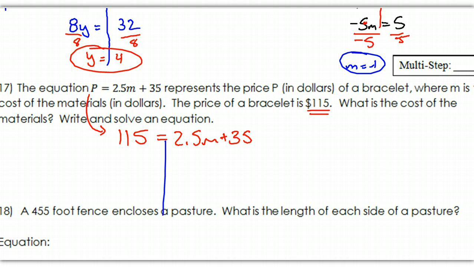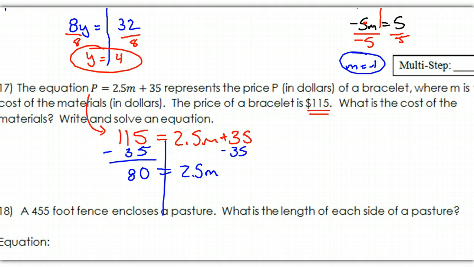So subtracting 35 off both sides. When we do that subtraction, notice that I lined it up. 5 minus 5 is 0. And 11 minus 3 is 8. So we get 80 is equal to 2.5m.